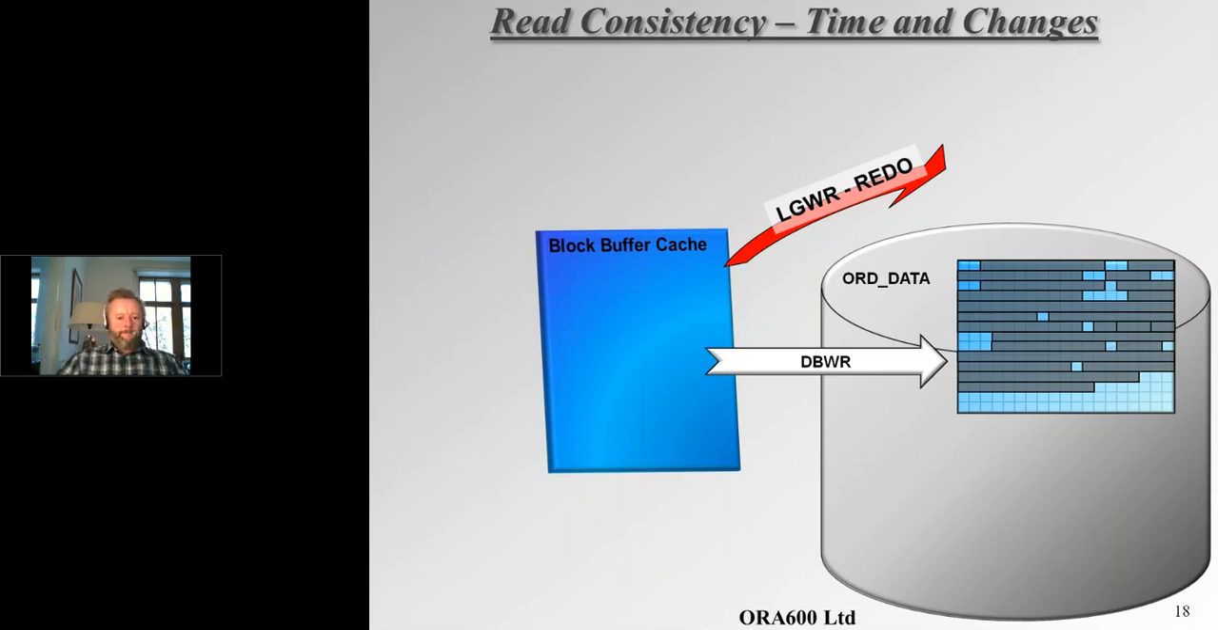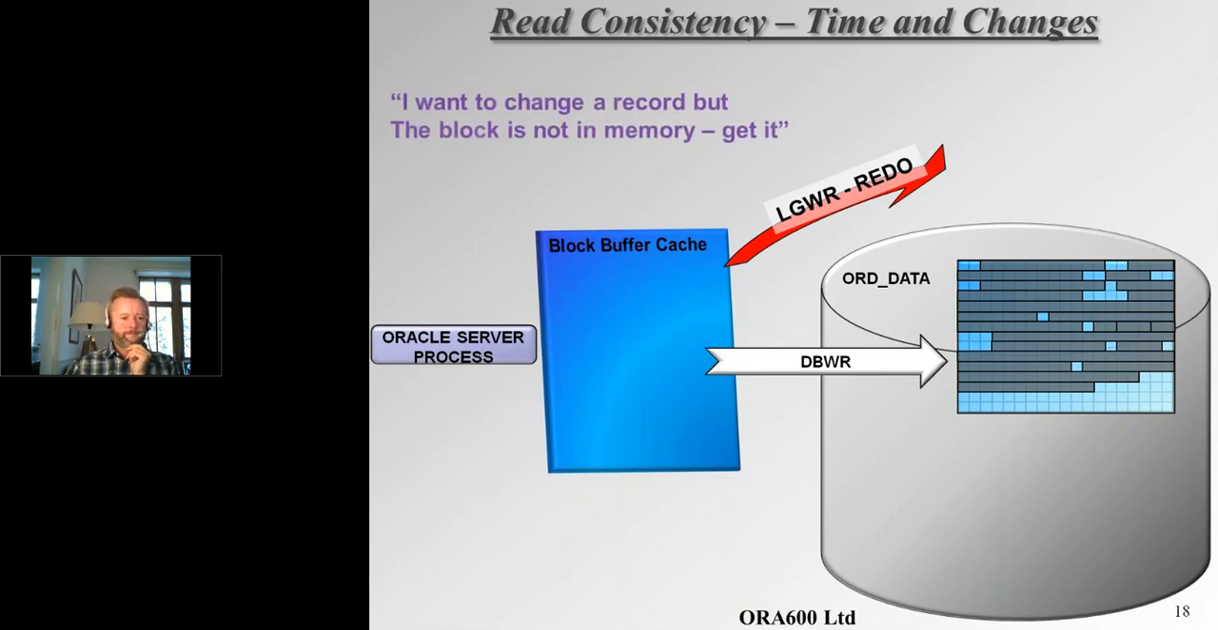Right, read consistency. When you want to run your SQL statement to change some information in the block buffer cache, the Oracle server process knows it's going to change something. So I want to change a record, but the block is not in memory. I've got to get it. So the Oracle server process reads the block.